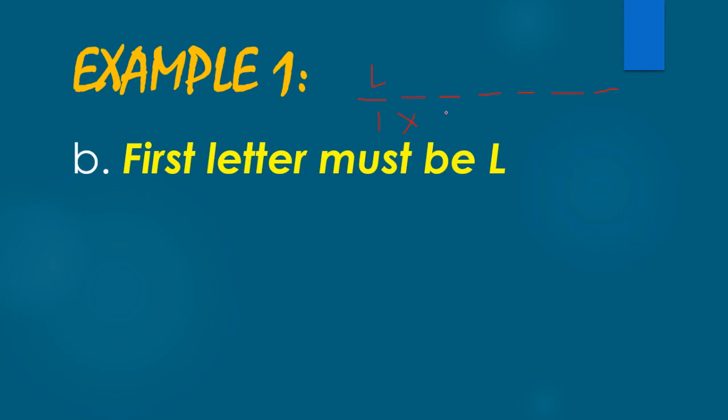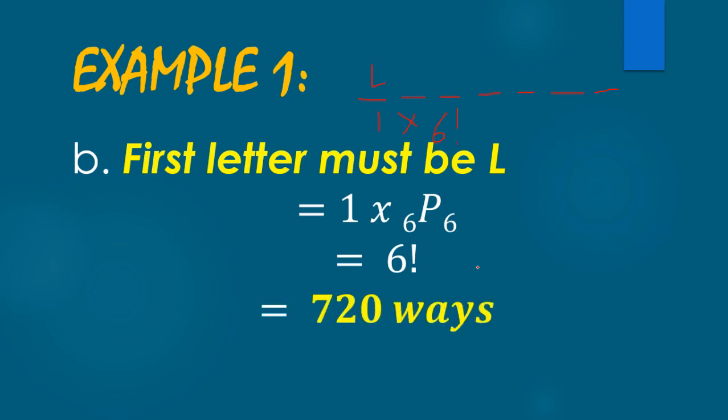So that would be 1 times 6 factorial. Okay, or 1 times 6P6. That would be equal to 6 factorial again. So that is 6 times 5 times 4 times 3 times 2 times 1. So that is simply equal to 720 ways.